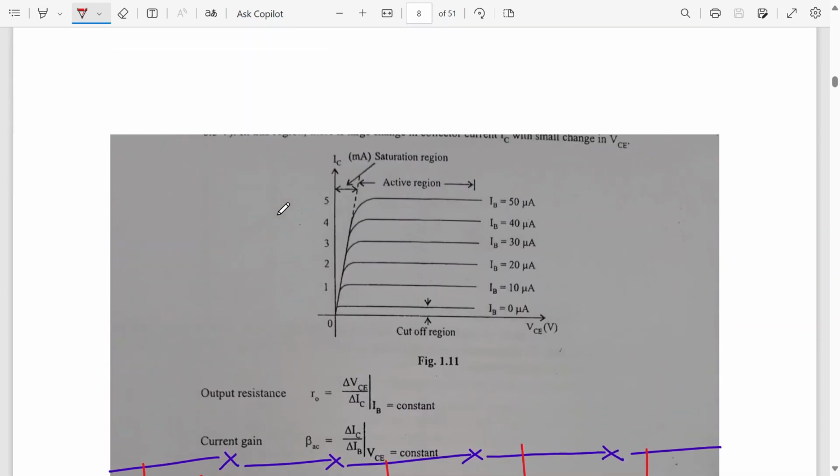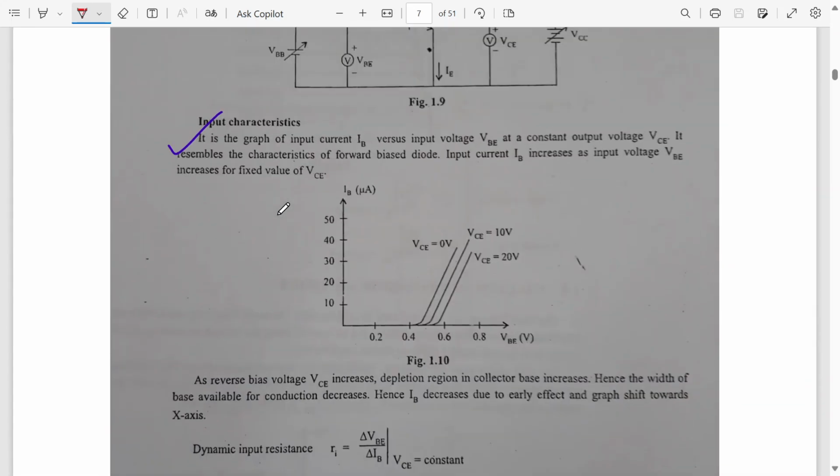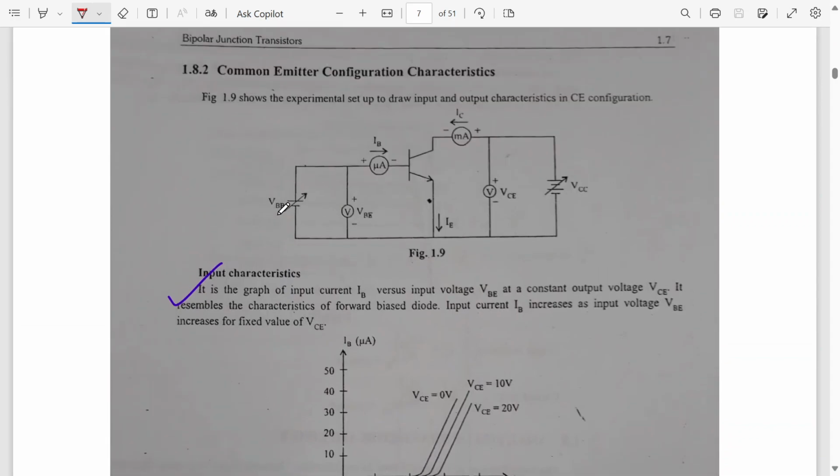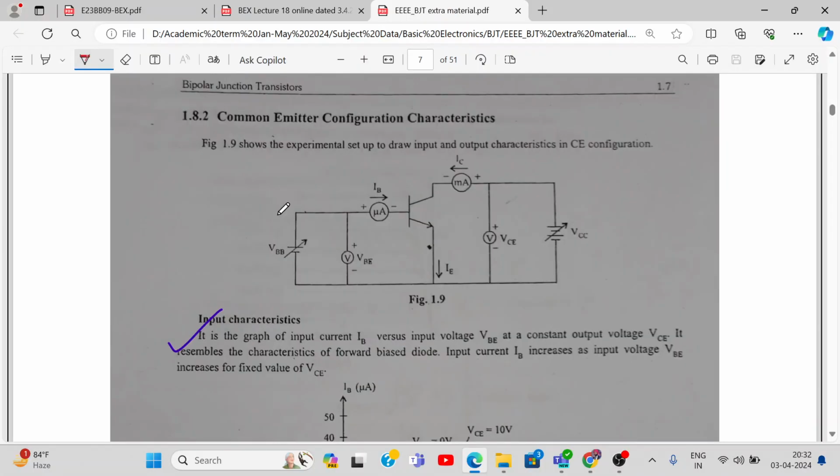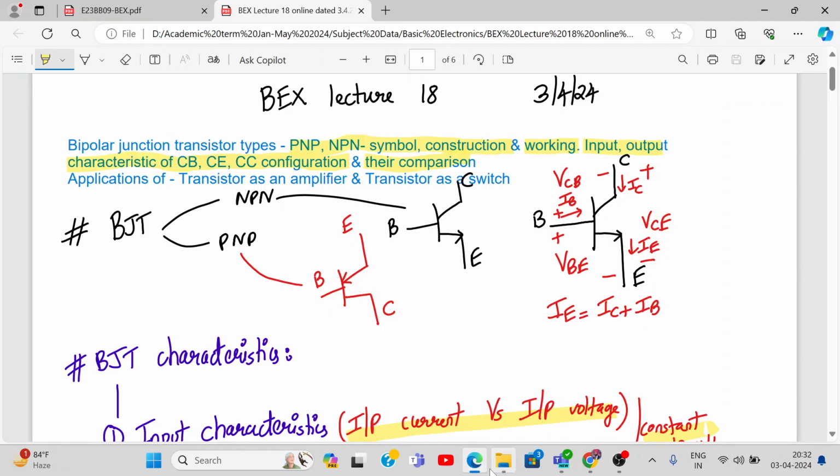Okay, that's it. So from this PDF only study this much: working, input, output characteristics in common emitter and common collector mode. Alright? ठीक है? Now we'll go to the next PDF.